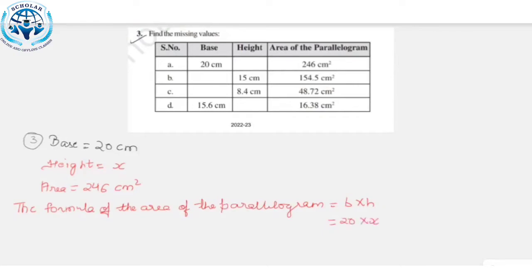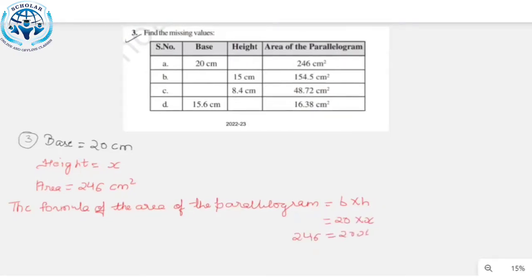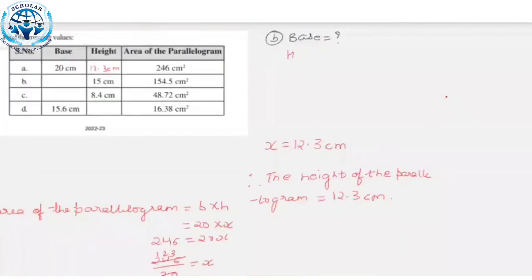Area is 246, base is 20, height is not known. The value of x, that means the height, is equal to 123 upon 10. That means 12.3.